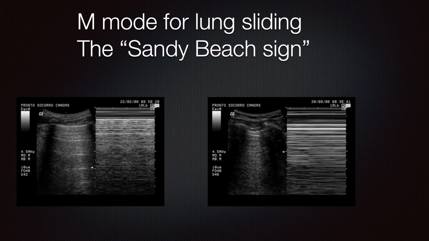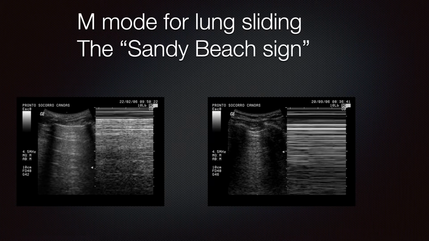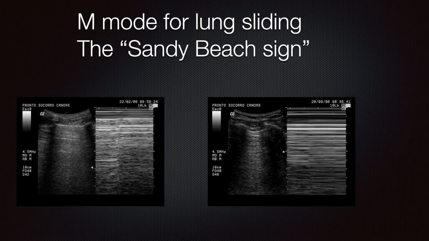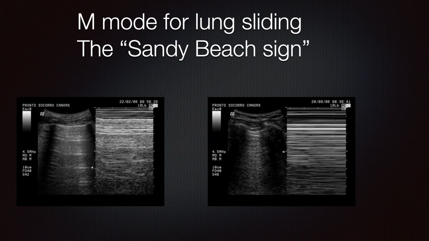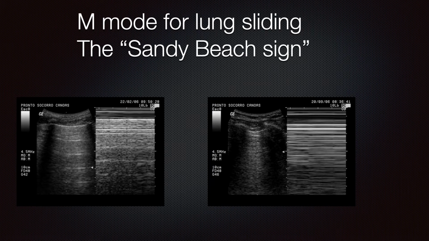You'll hear a lot about the M mode to look at lung sliding. And here's an example. You put in M mode, you're looking at the lung slide here, and you see the sandy beach sign here. Here's supposedly the ocean and the sandy beach. We use this to take an image and make it 2D if you want to just screenshot that for the chart to show that there is a presence of lung sliding.